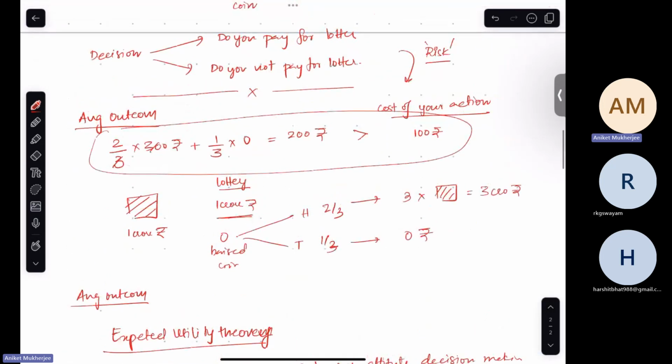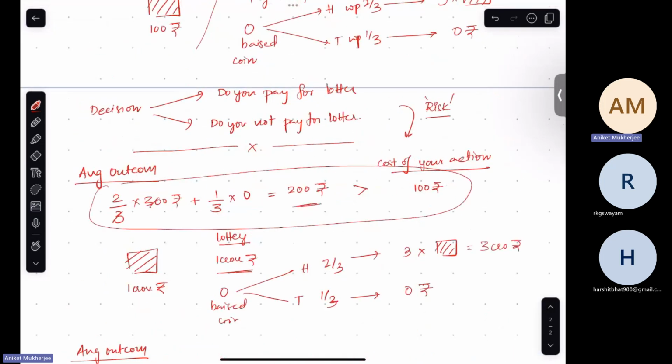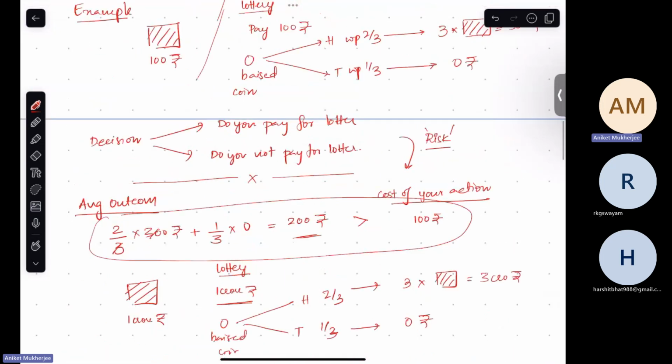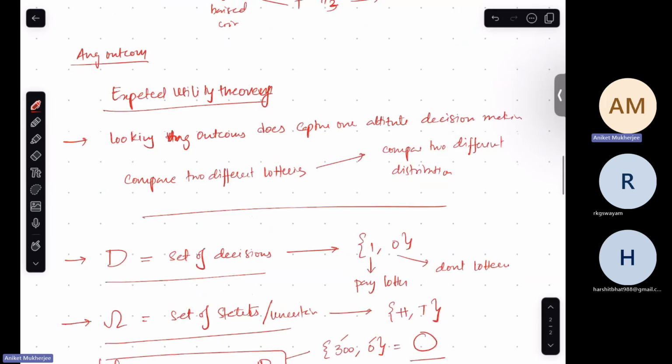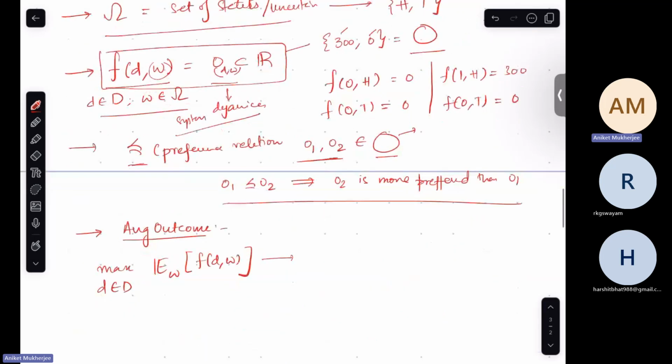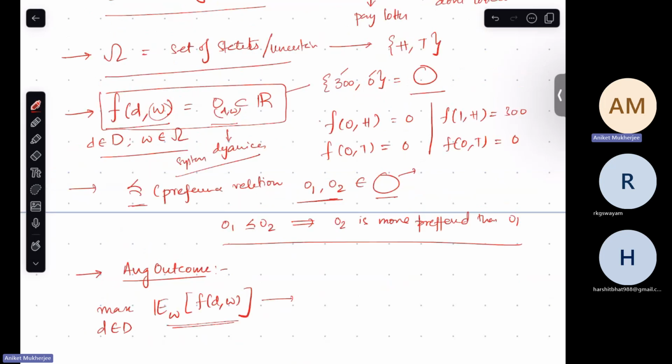So if you participate, then you get 200. If you don't participate, you get 0. So I would want to participate. Why would I not want to participate? So that is your answer for this. You maximize the decision that gives you the maximum expected reward. So here, in the first example, this would occur with probability 2/3, and this would occur with probability 1/3. Similarly, this would occur with probability 2/3, and this would occur with probability 1/3.